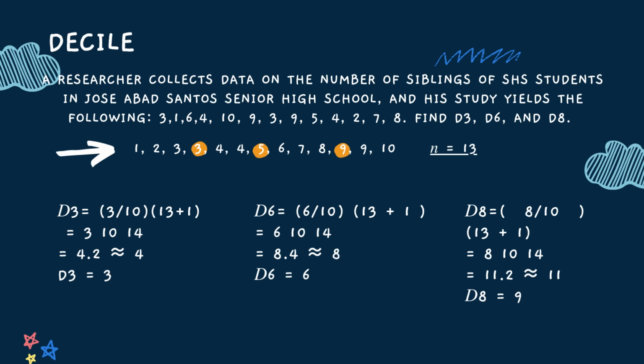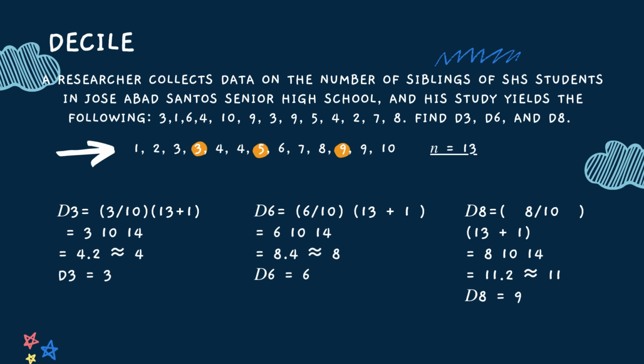For the D8, it's just the same process. We're just going to replace the k with the value of the decile we're going to find, which position. So D8, we're going to search for the D8, so we're going to replace the k with 8.